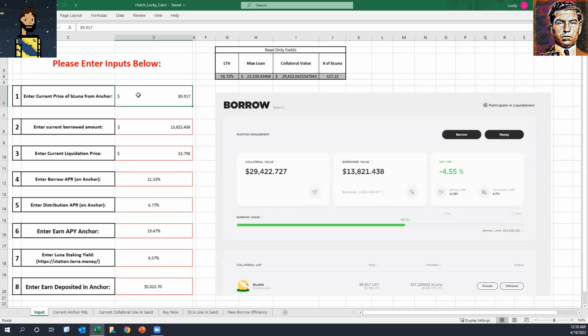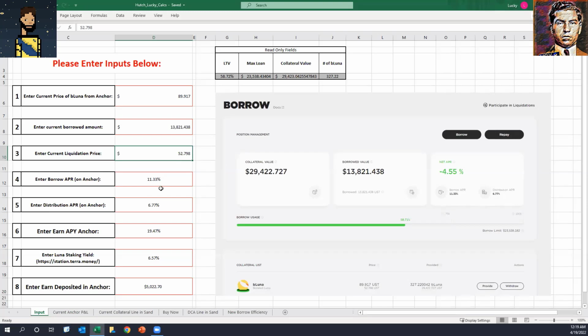So we have the bLUNA price, the borrowed amount, and the liquidation price, and those 3 pieces really just drove the last 3 tabs that we walked through together. These next couple are going to drive the current Anchor P&L. To be honest, I never looked at my wallet this way. I think everyone should go through this exercise, because it's an opportunity cost of maybe what you're gaining or maybe what you're losing. You'll only find out once you run through this Excel.